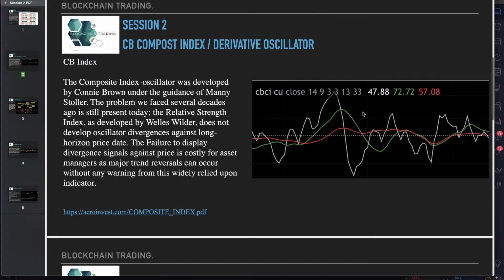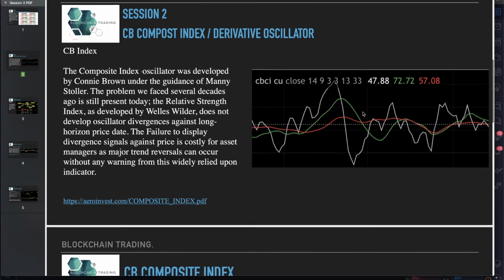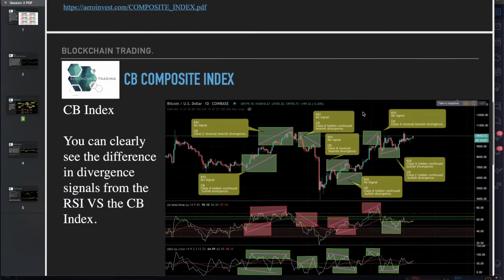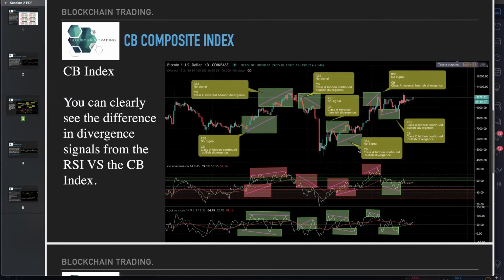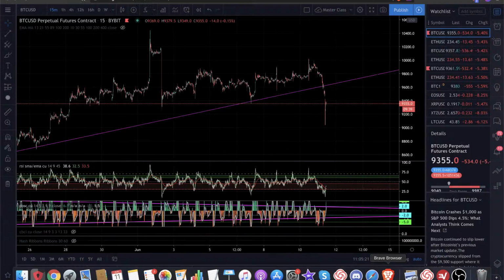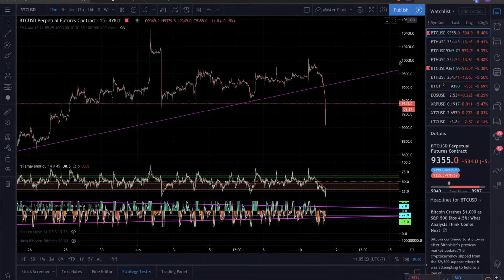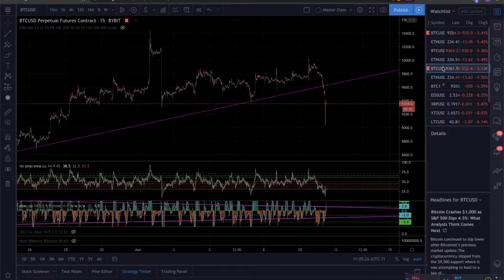We'll go ahead and dive into the charts, and I want to cover a couple of specifics because, as you can see on slide 3, this is really what I'm going to cover in regards to how well it shows the divergences better than the RSI. So let's go ahead and jump on over there. Let's see, I think it's this guy.